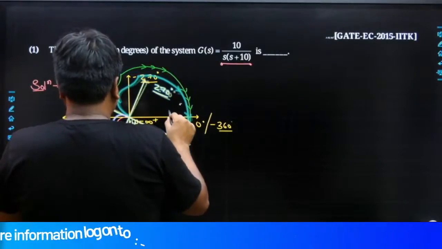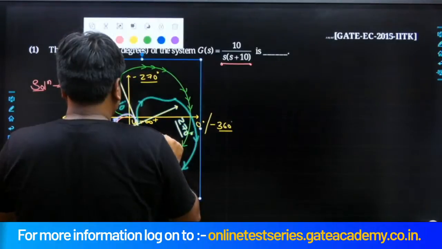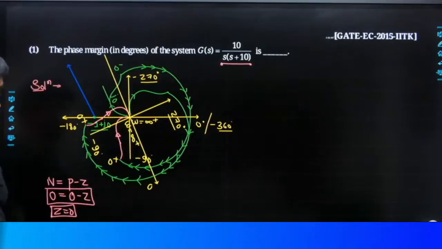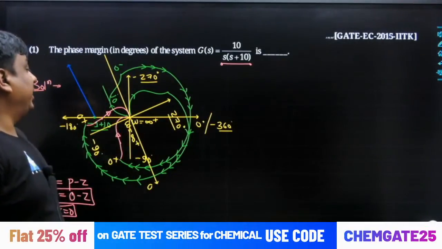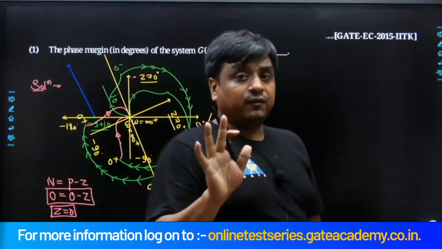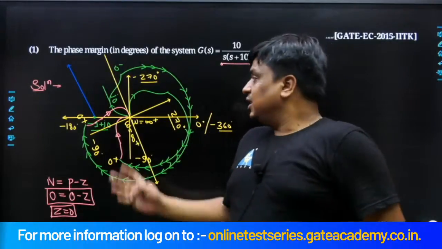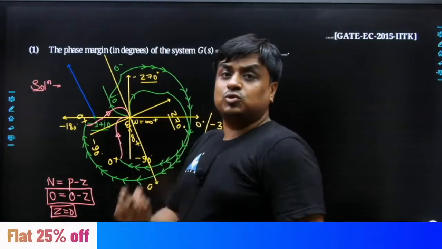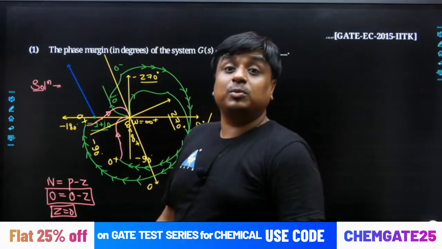We could have taken more phase shift like this. And at the end of the day, you might be able to understand that minus 1 plus J0 is going to get encircled somewhere. Could you really understand what the phase margin actually means? How much phase you can provide in terms of lag to the system such that the system reaches the verge of instability. And when the system reaches the verge of instability, definitely this Nyquist plot is going to intersect the minus 1 plus J0.